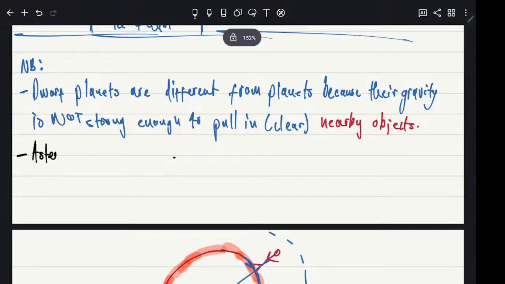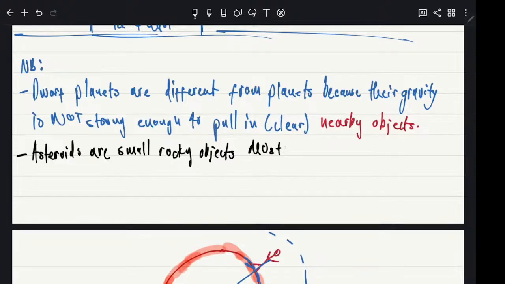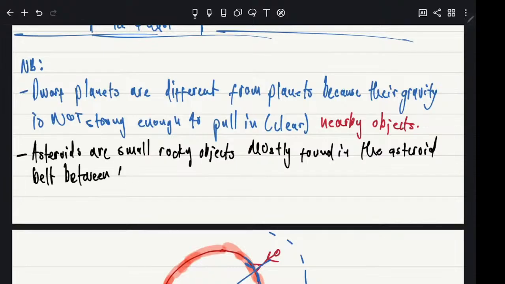Now, asteroids. We said asteroids are small rocky objects mostly found in the asteroid belt, which is between Jupiter and Mars. You say between, start with Mars because it's the first one. Between Mars and Jupiter. Right. And then comets, the last thing, okay?